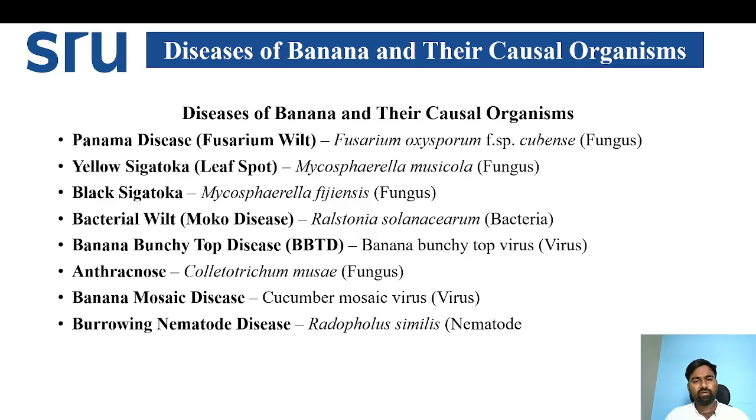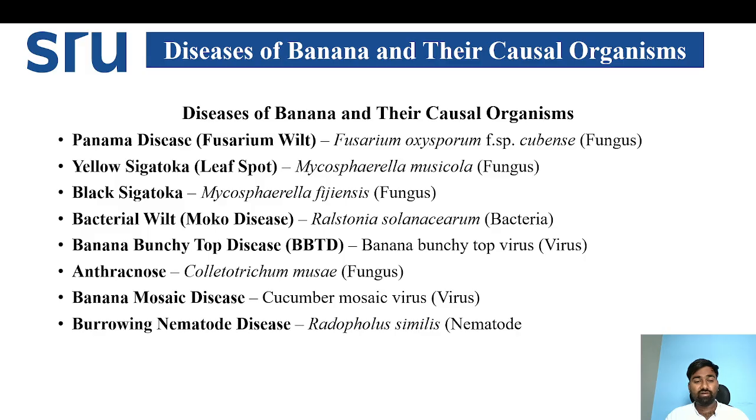First one is Panama disease or Panama wilt, which is caused by Fusarium oxysporum f. sp. cubense. It is a very important, significant fungal disease. Then yellow Sigatoka, which is caused by Mycosphaerella musicola. There is another type of Sigatoka, black Sigatoka, which is caused by Mycosphaerella fijiensis. Then another type of wilt, bacterial wilt, also known as Moko wilt, which is caused by the bacterial pathogen Ralstonia solanacearum.